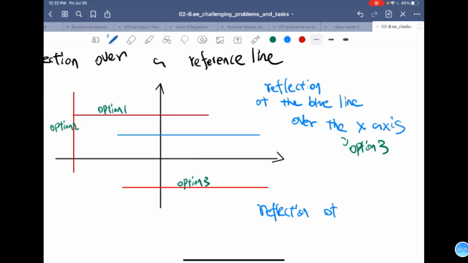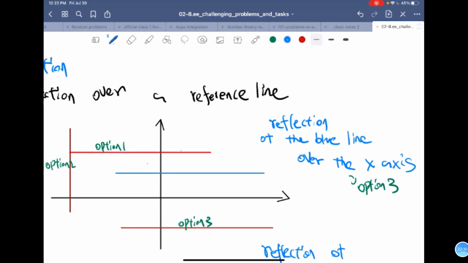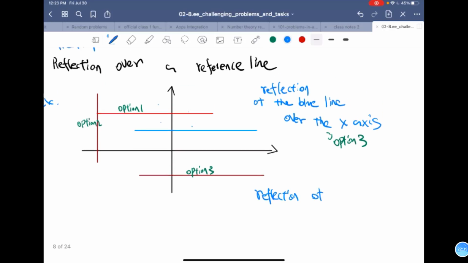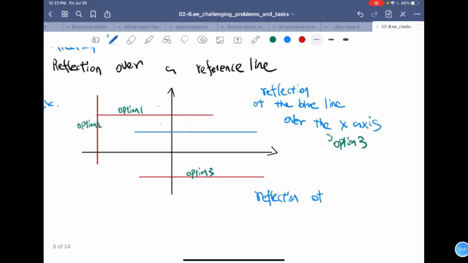It's kind of like a mirror, right? You reflect this part to this part. Wait, but it has to be on the same. Which one is it? It's option 1. Why? Wait, that's not right because you have to make option 1 go down a bit. Yeah, parallel.